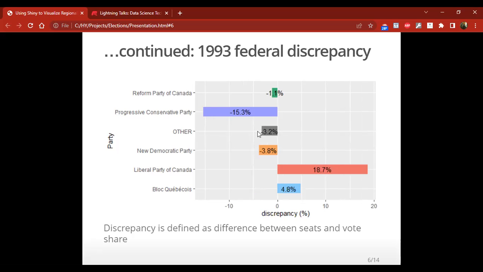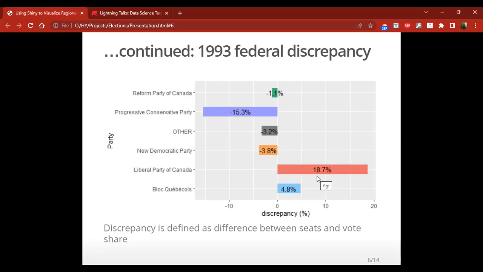This is what happened with the discrepancy between the actual proportion of seat share and the share of the national popular vote. And of course the PCs were punished by about 15% underrepresentation versus what a hypothetical straight PR result would bring, whereas the winners, the Liberals, got nearly a fifth more than the popular vote would actually indicate.